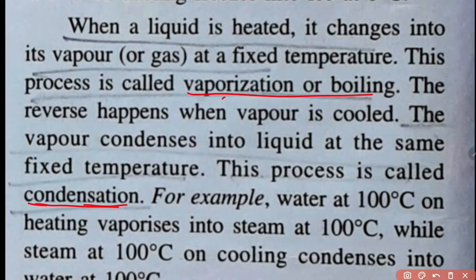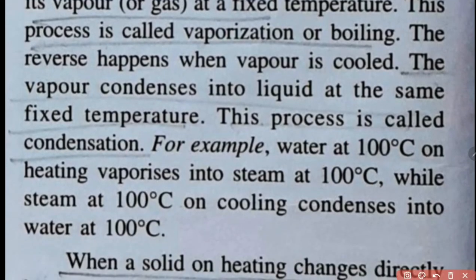For example, water at 100 degree Celsius on heating vaporizes into steam at 100 degree Celsius. So here change of state is taking place at the same temperature, while the steam at 100 degree Celsius on cooling condenses into water at 100 degrees Celsius. So here both the temperatures are the same, that means the change of state is taking place at the same temperature. And the other thing is that the boiling point is 100 degrees Celsius, and the condensation point also will be 100 degrees Celsius, if the substance is pure, if the water is pure.